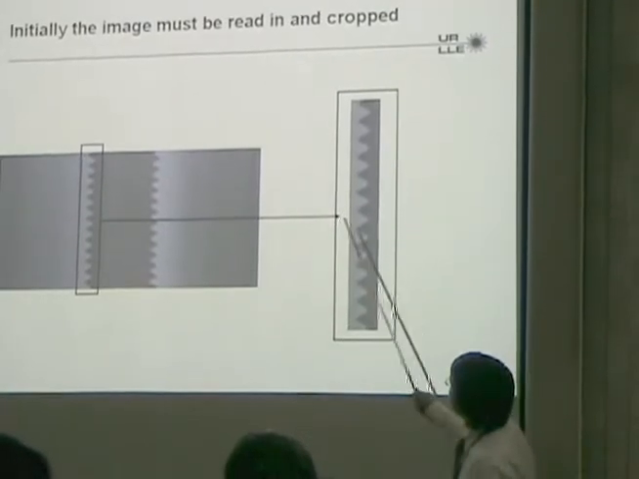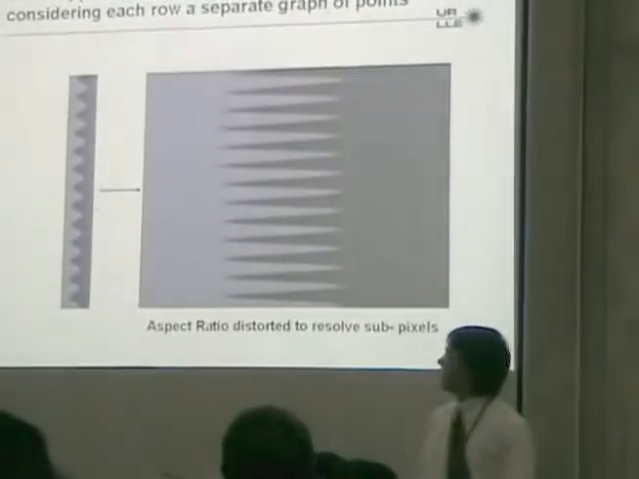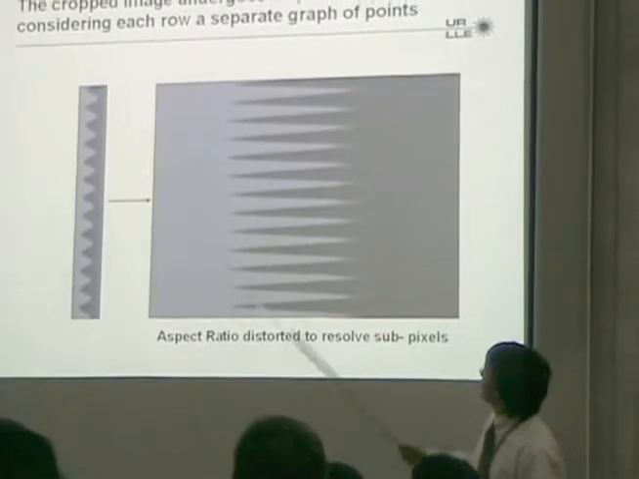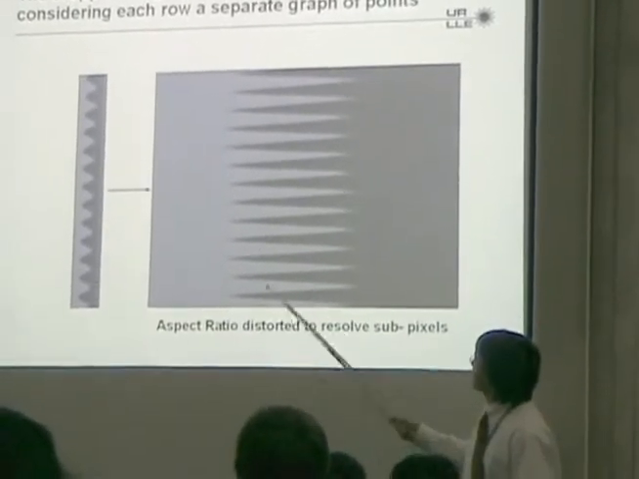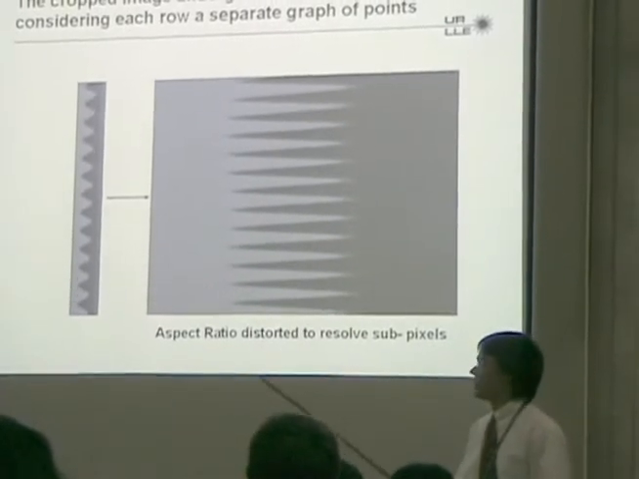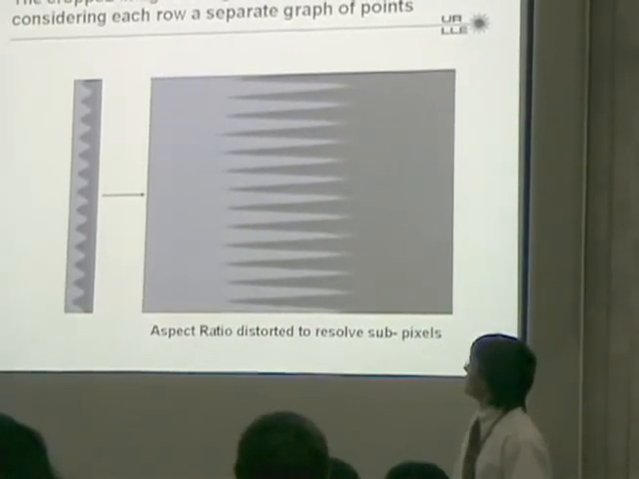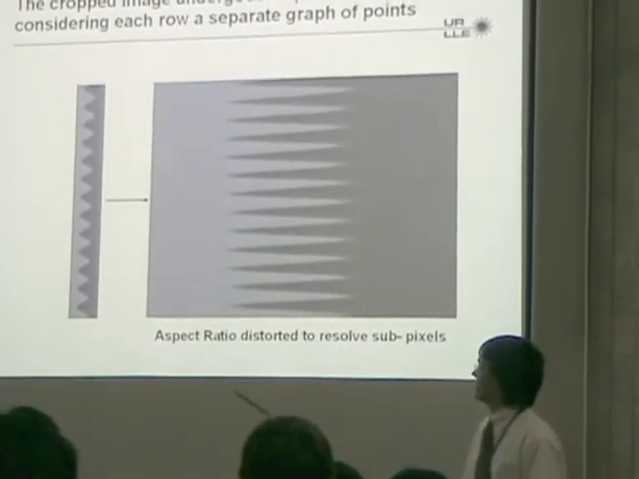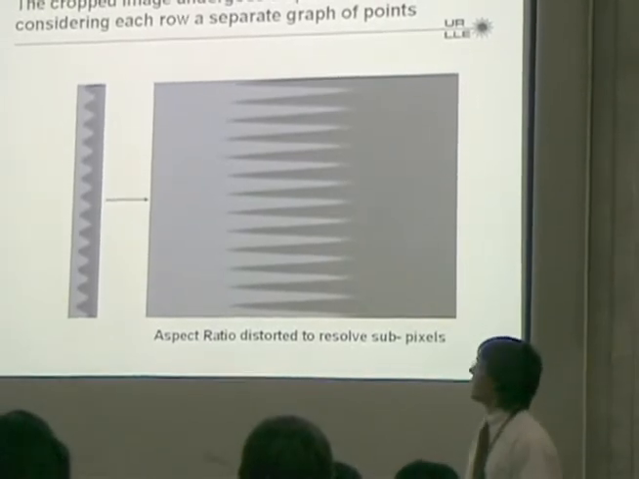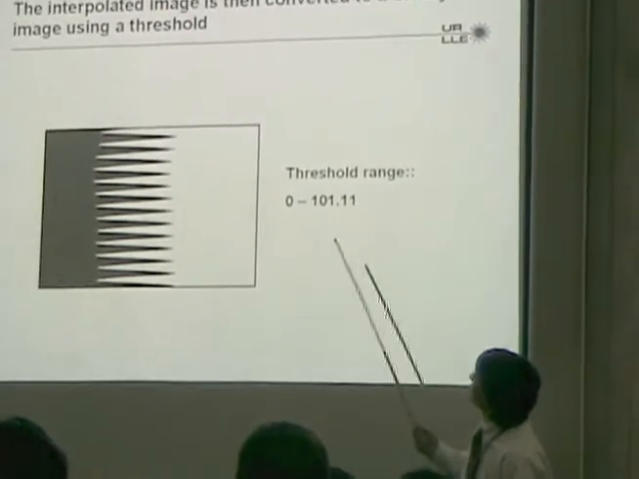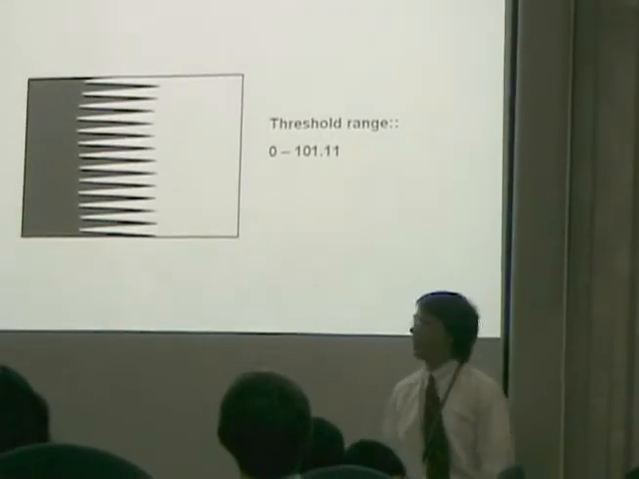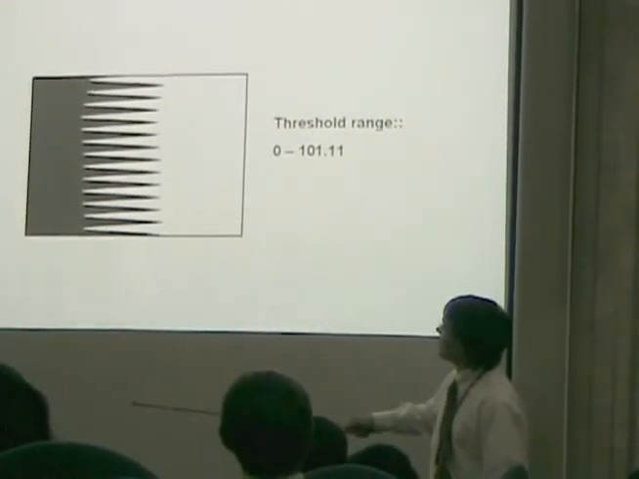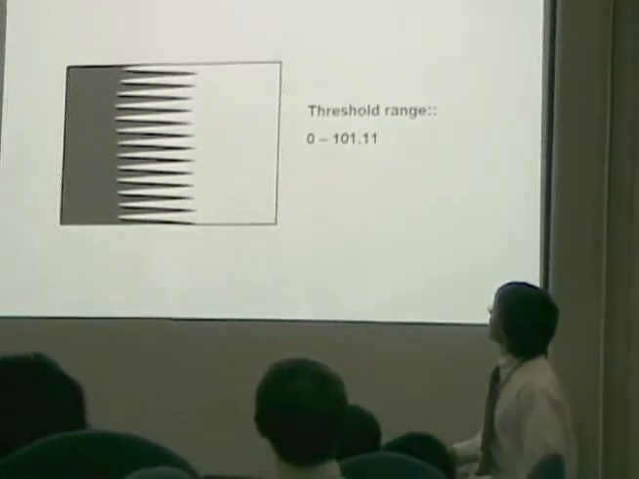So first you're going to crop to the area of interest where you have movement, and then you will use a spline interpolation to basically spread out the data in each line, and the aspect ratio becomes distorted because you are creating subpixel resolutions that can't be displayed in an image, so it has to stretch it when it's actually displayed on the screen. Then you take the interpolated image and convert it to binary using some threshold value, so that anything below a certain brightness or above a certain brightness is not counted.